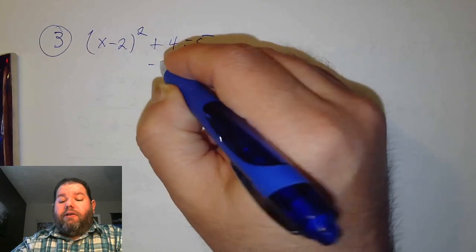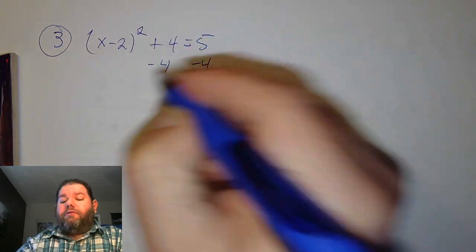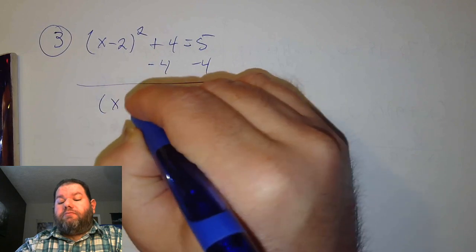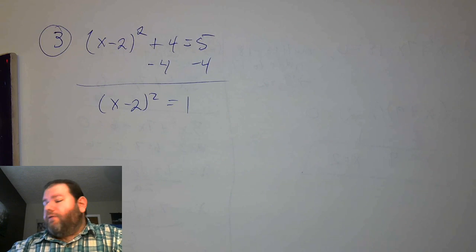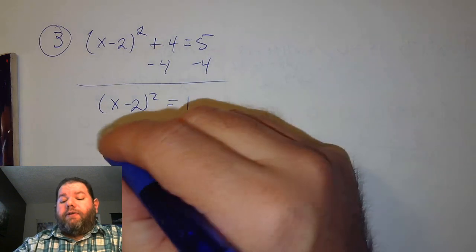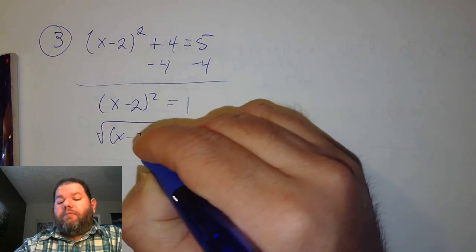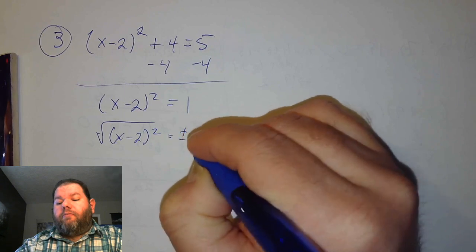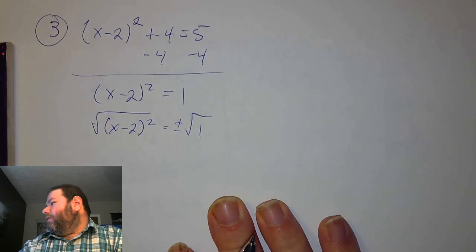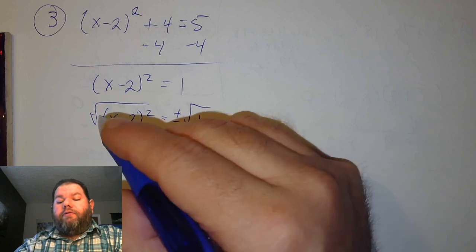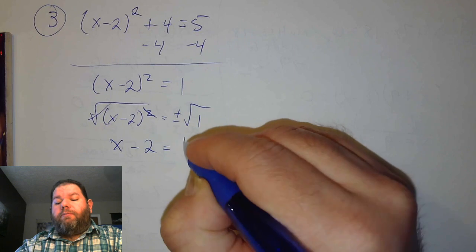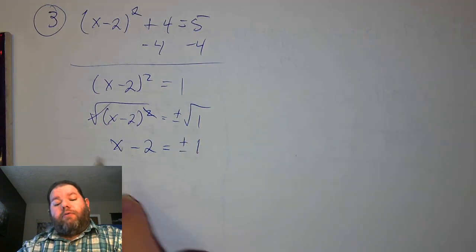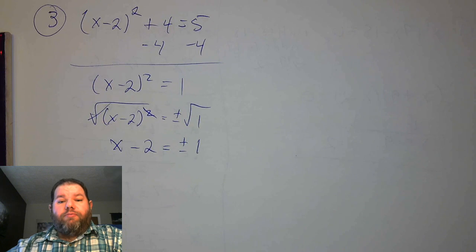I would suggest here, let's just go ahead and subtract the 4. So x minus 2 in parentheses squared is equal to 1. Now we can go ahead and take the square root of both sides. Taking the square root cancels out the square, so we're just left with x minus 2 equals plus or minus 1. Now when we take the square root of both sides, that means we incorporate the plus minus there.